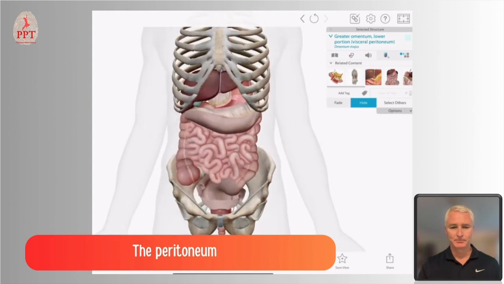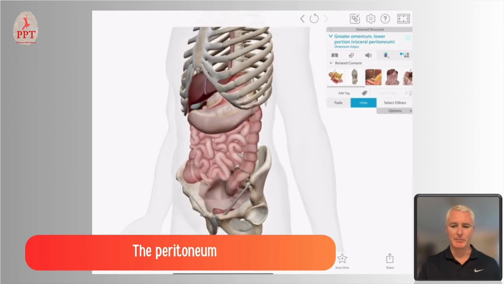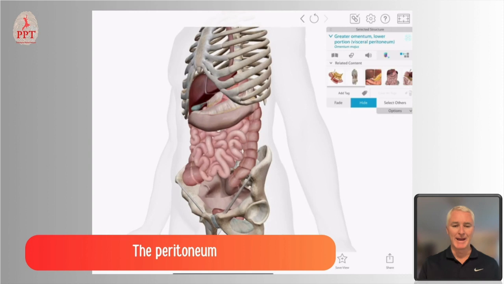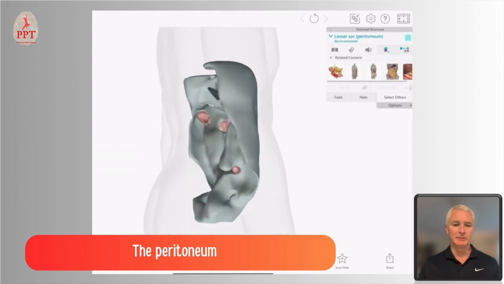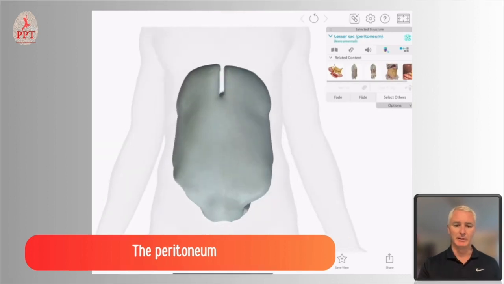Key points here. There are serous membranes in the abdomen. They're called the parietal and visceral peritoneum, and they're connected by ligaments around the liver.